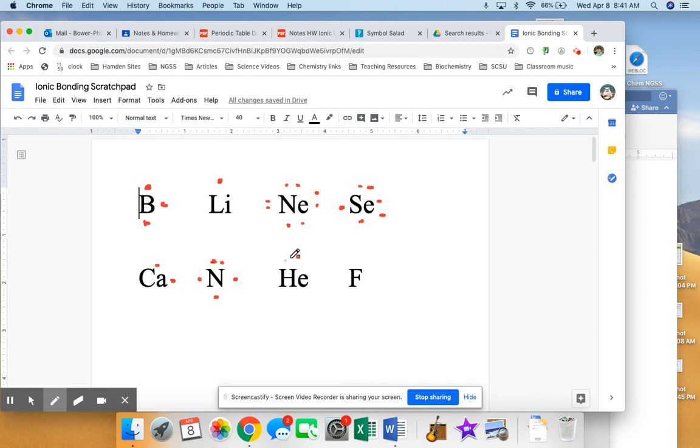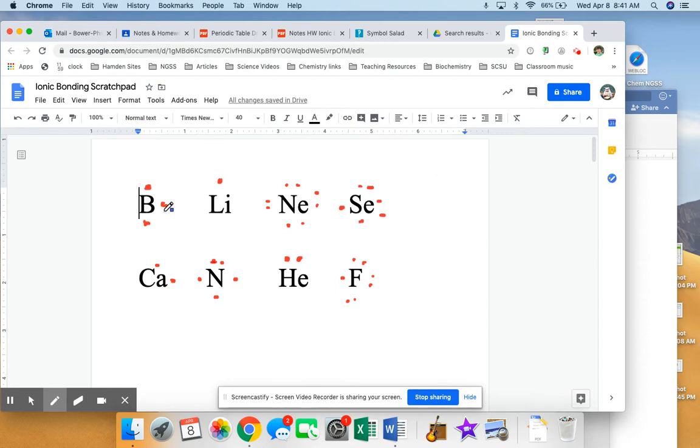Thanks for your patience. Remember, He just has 2 on top because it's a noble gas, but it only has 2 electrons total. It can't have 8. Okay, so now we have to figure out how they can become ions. Remember, they're trying to get to a noble gas state like neon or helium, except that helium doesn't have 8, so they're trying to get to 8. So to do that, it can either get more electrons or lose electrons.